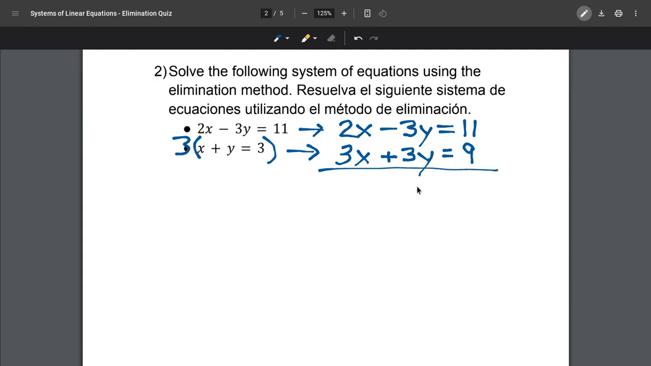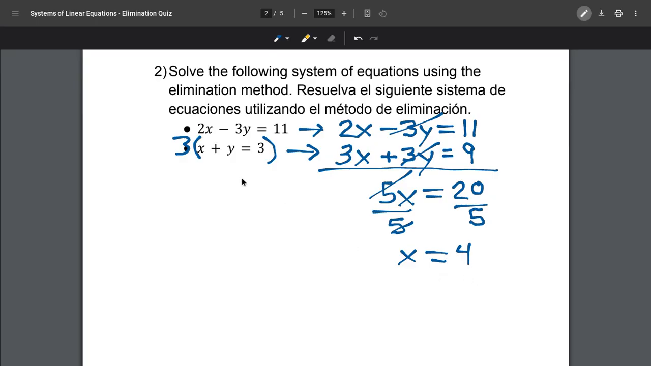Okay, so if we add these two together, the minus 3y and the plus 3y will cancel out. 2x plus 3x will give us 5x. And that's going to equal 11 plus 9, which is 20. We're then going to solve for x by dividing by 5 on both sides. And x is going to equal 4.